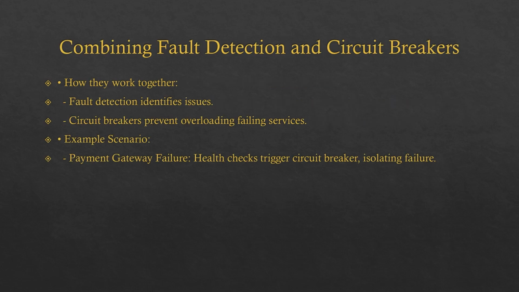Fault detection and circuit breakers work together to enhance system resilience. Fault detection identifies failing services, while the circuit breaker pattern prevents overloading those services, ensuring that the system remains stable. For example, in a payment gateway scenario, health checks could trigger the circuit breaker to isolate the failure and maintain service availability.